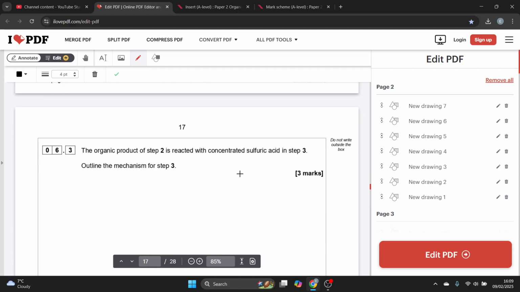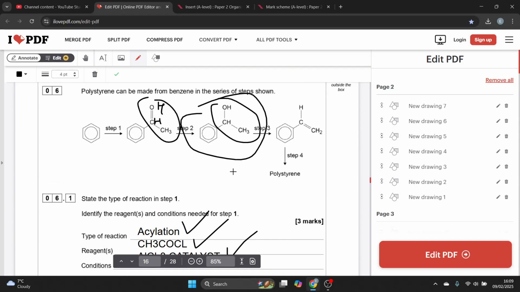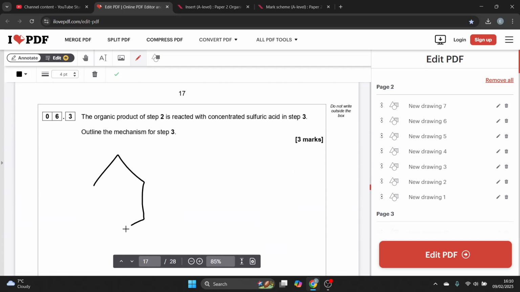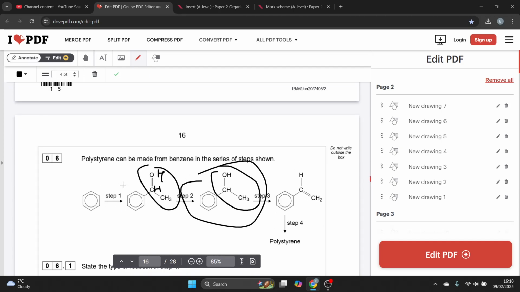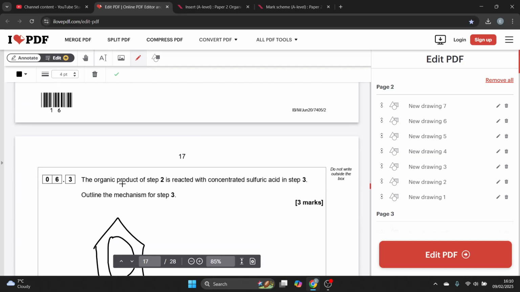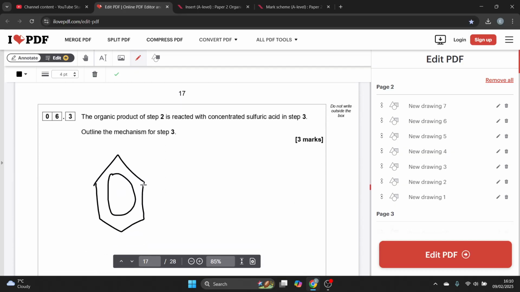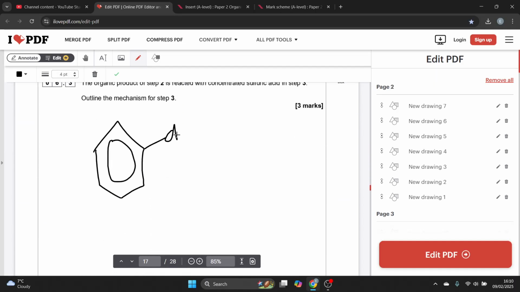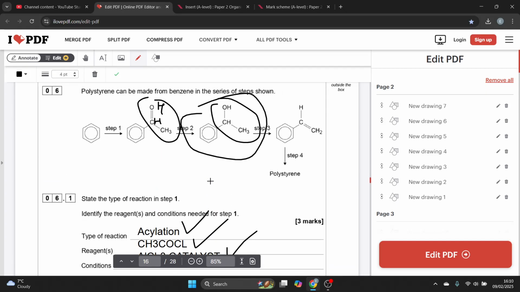The organic product of step 2 is reacted with concentrated sulfuric acid, step 3. Outline the mechanism for step 3. So this is concentrated sulfuric acid. I'm going to draw that out first. So I've got this, and then I've got CHOH. I'm just going to put it here. Yeah, it's supposed to go there. CH3, and then the OH.